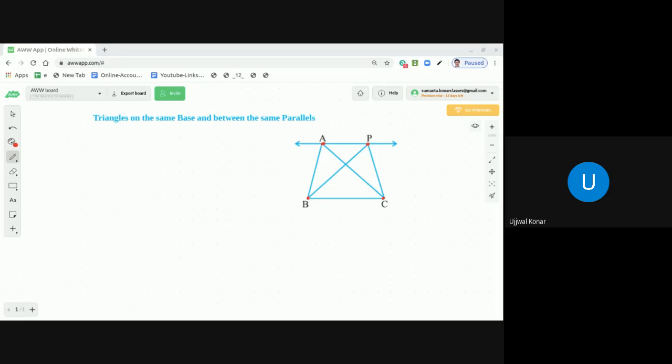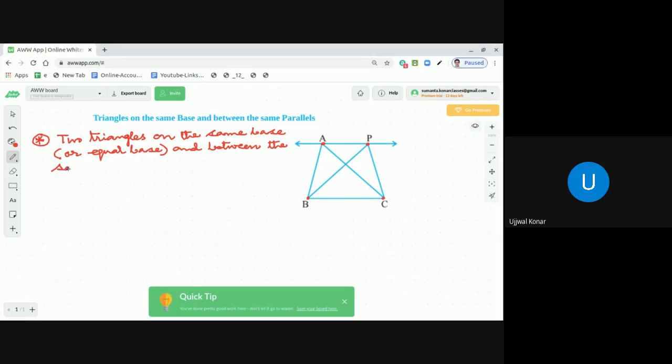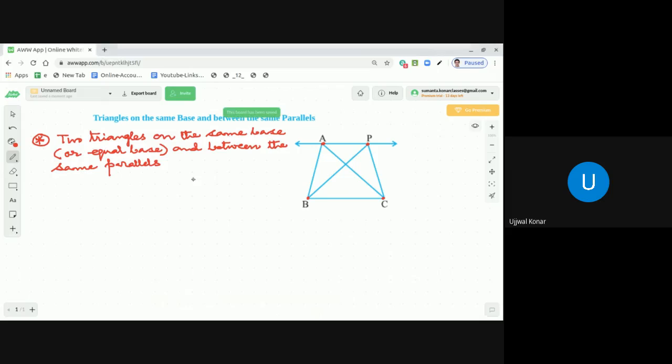But before proving it, let me write down that statement. Two triangles on the same base, or equal base, we can say, and between the same parallels are equal in area.